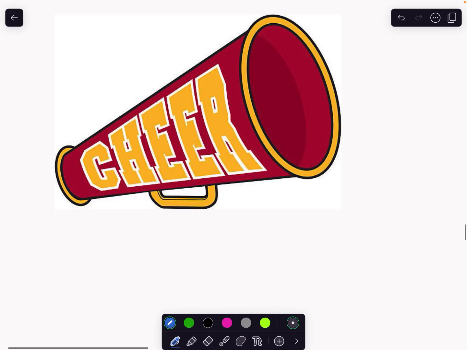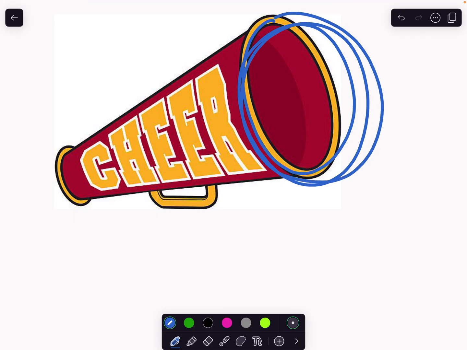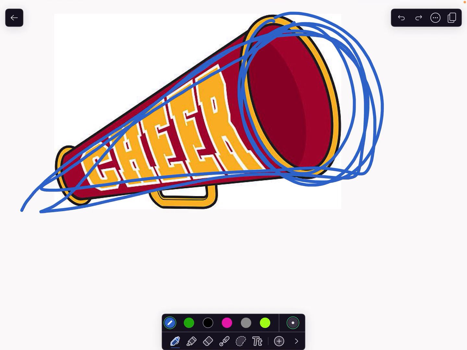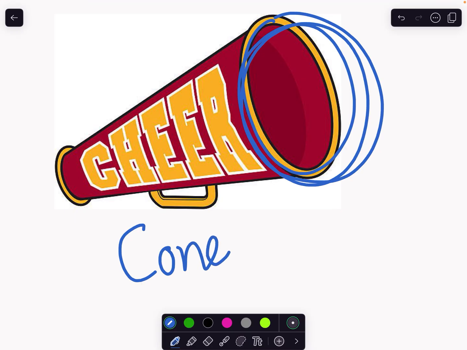So this one, megaphone. Now it's not exact, but this is a large circle. This is a smaller circle. We're trying to get the overall shape of the thing, right? So the overall shape here is going to be cone shaped. Even though this technically doesn't go to a point, in general it's a cone shape.